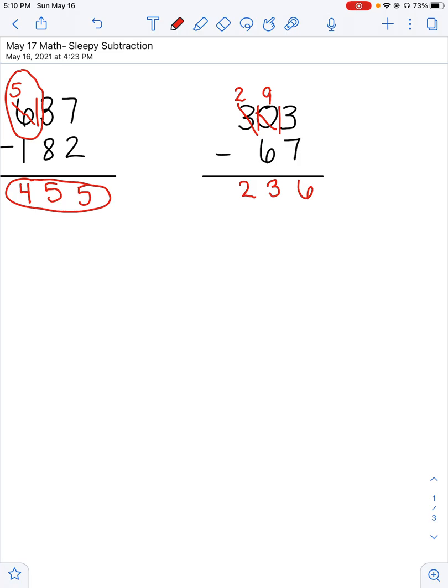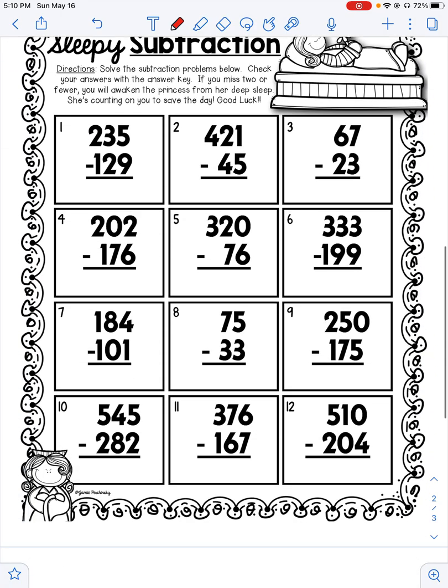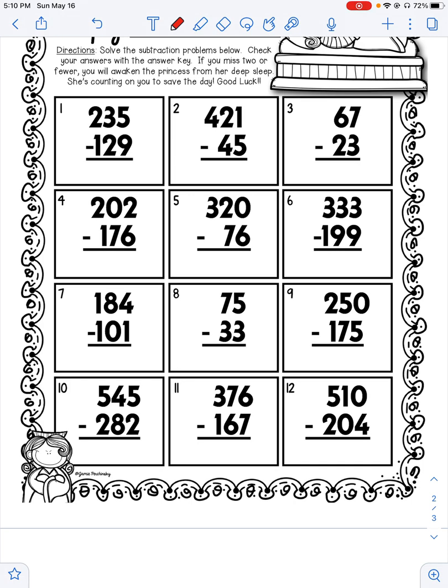Okay, so you'll see some problems on your page that may not need any borrowing from the neighbor. Make sure you are asking yourself the question of, is the top number bigger than the bottom number each time in each place value? And if the answer is no, then borrow. But if the answer is yes, go ahead and subtract. You're good to go. Make sure you show all of your work and turn this in at the end.